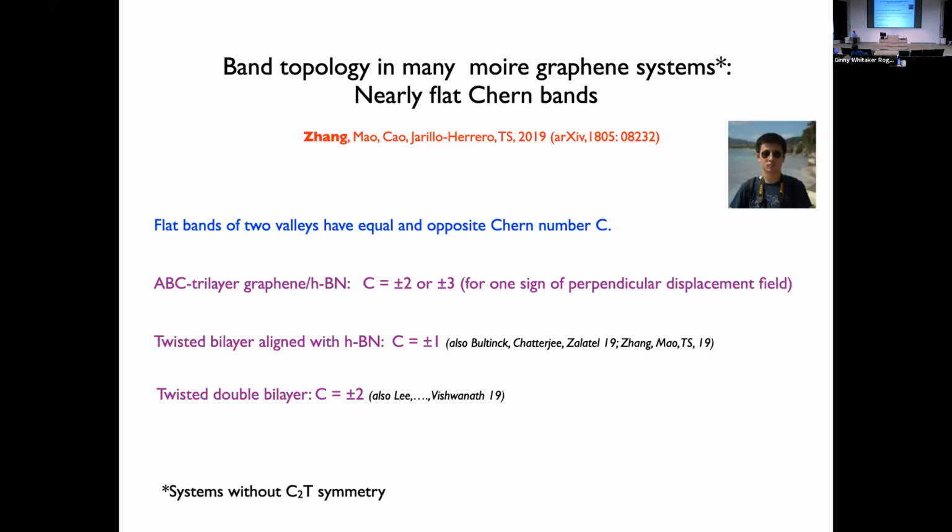In twisted bilayer aligned with hBN, where you open up a gap between valence and conduction bands, the Chern number is plus minus 1, and in twisted double bilayer graphene, the Chern number is plus minus 2, and so on. So these systems are wonderful. They have flat bands, which are topological, and they're partially filled, and experimentalists can tune the density. So we have a great chance to study strong correlations in a partially filled topological band.